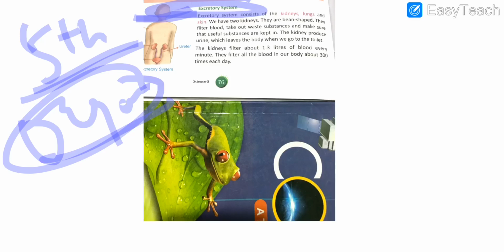Students, in this topic we will see what the excretory system is, what are the organs that make up our excretory system, and what is the function of the excretory system. Before proceeding to the excretory system, I'd like to give you some information about the process of excretion, that is, what is excretion.